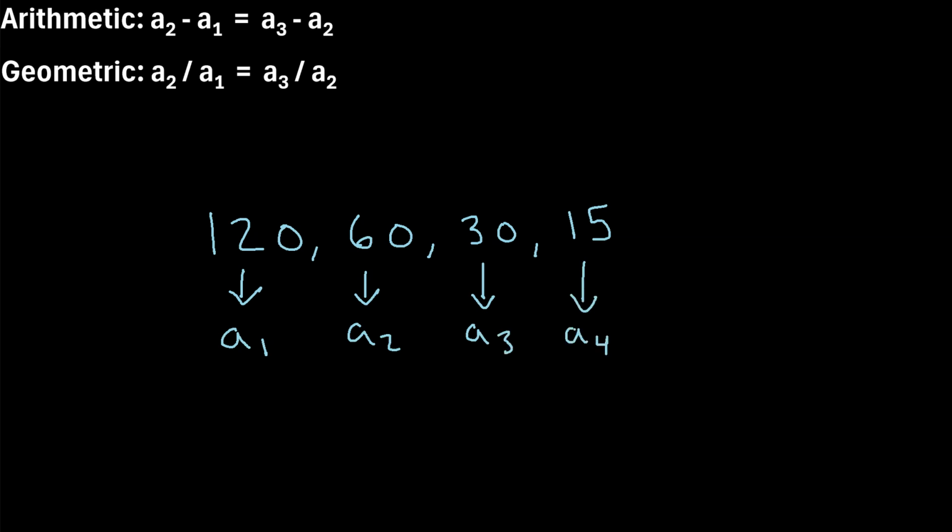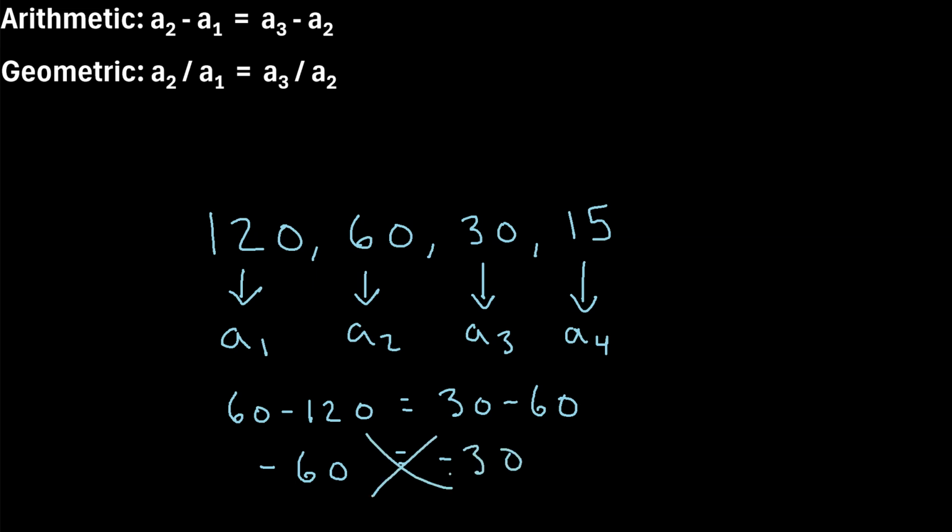Let's first check if this is an arithmetic series. So a2 minus a1, that would be 60 minus 120. Let's check if that's equal to a3 minus a2. So a3 is 30, a2 is 60. On the left-hand side, we get 60 minus 120, that's negative 60. On the right-hand side, we get 30 minus 60, that's negative 30. These values are not equal, so this must not be an arithmetic sequence.